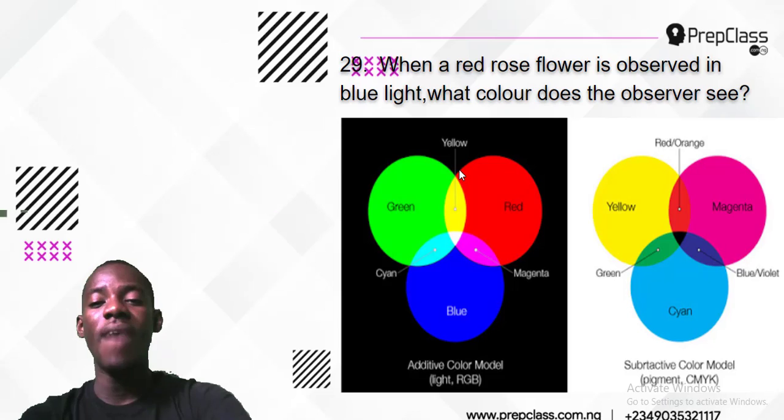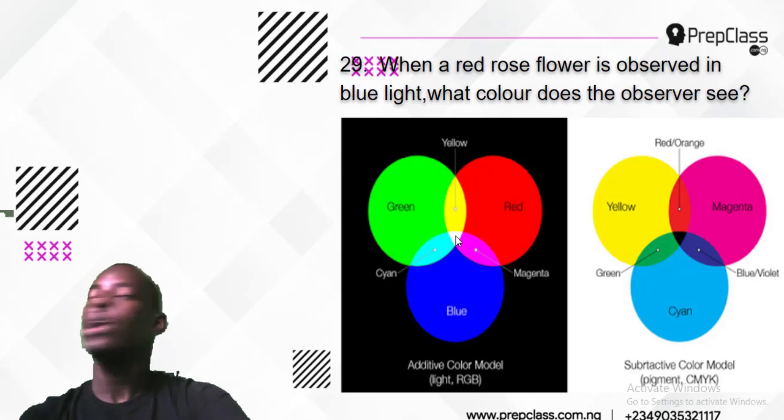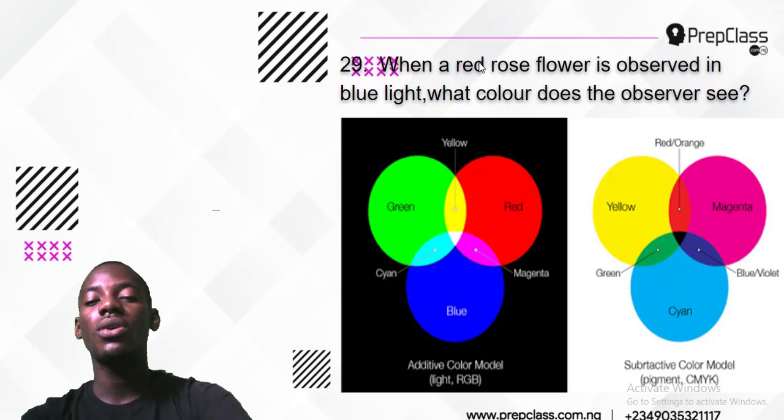Okay, before I go on, let me mention the secondary colors. The secondary colors are yellow, cyan, and magenta. Okay, and if you fuse all the colors, it will produce white in the middle.